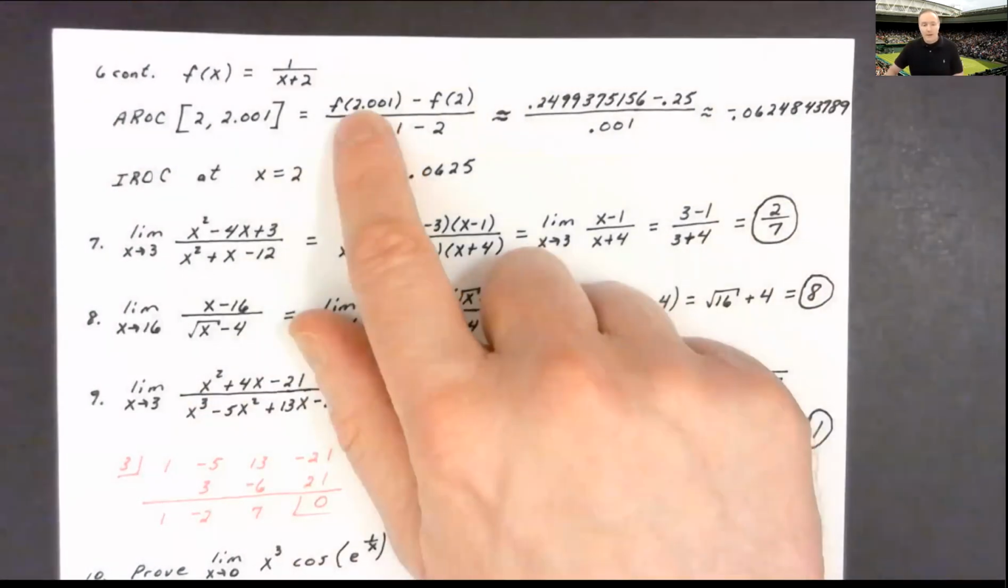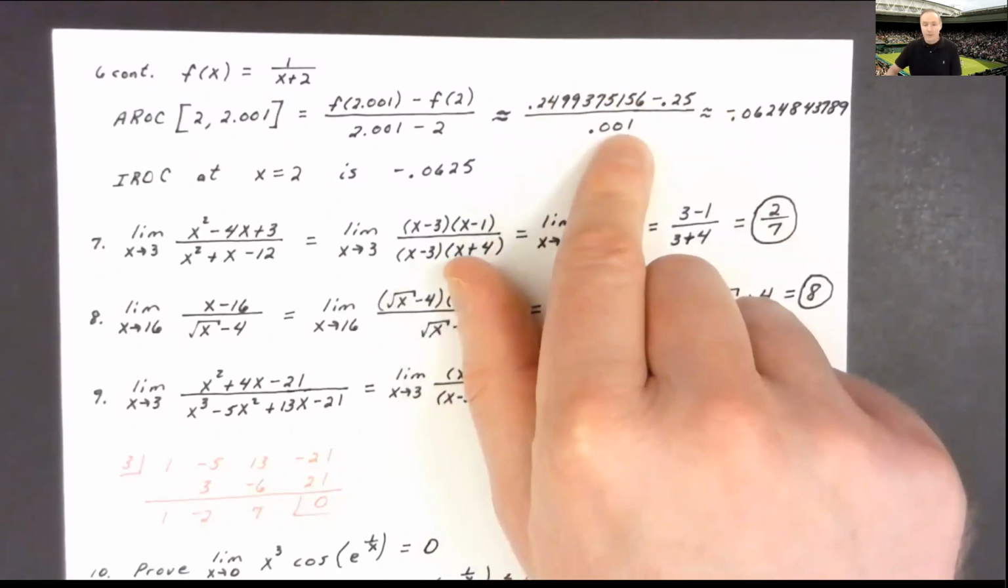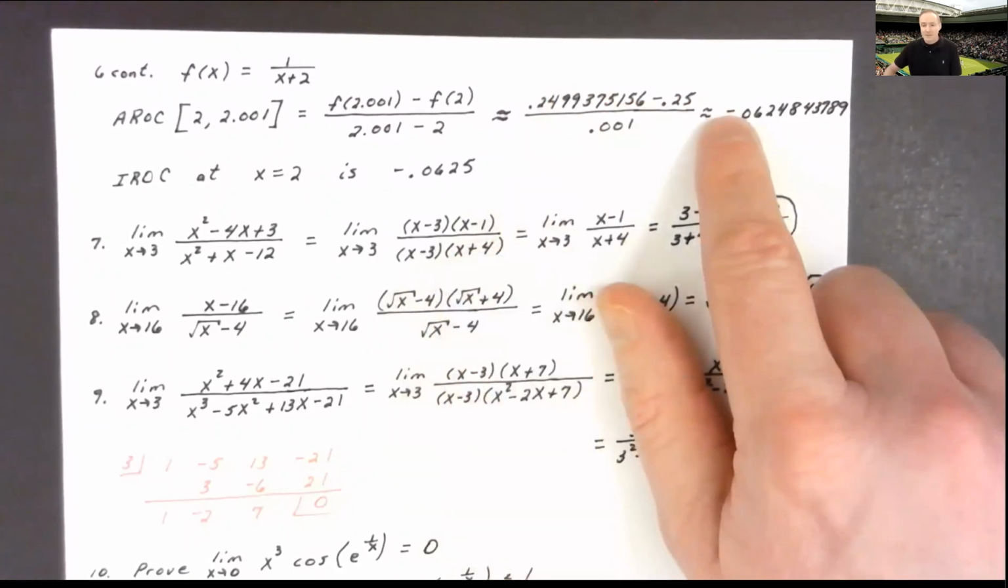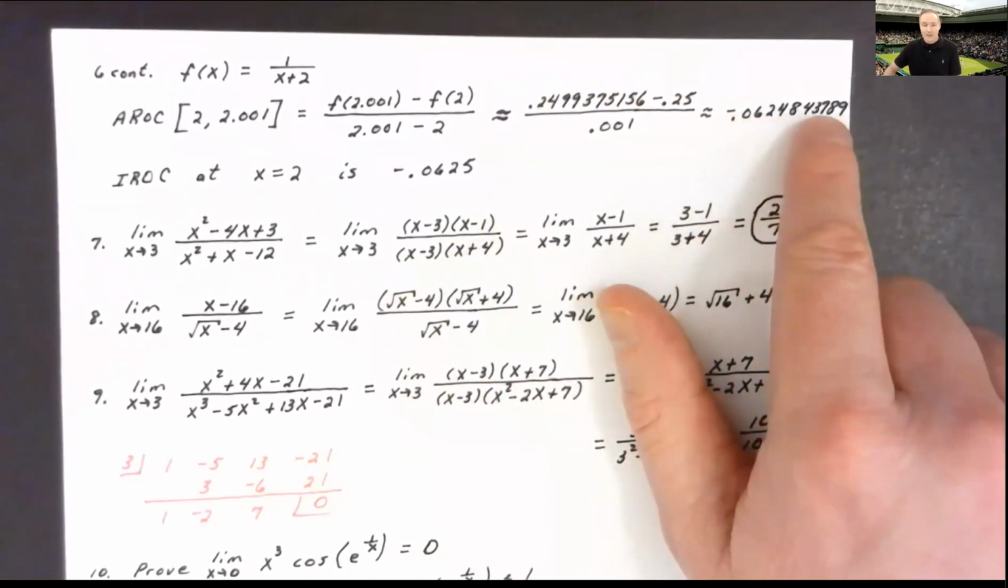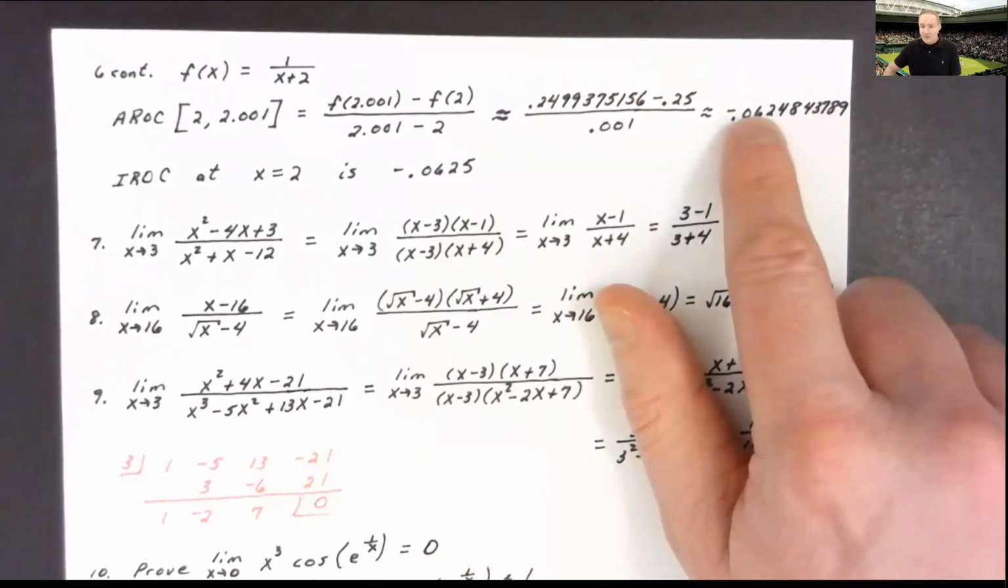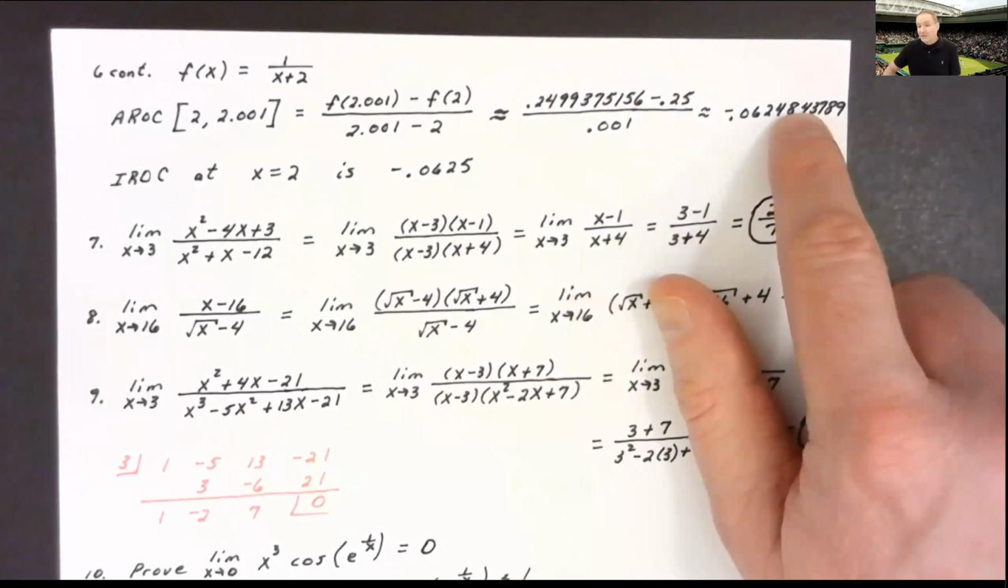So whenever I go in here and I can plug these values in, do the same thing, divide by 0.001, I see it's approaching negative 0.06248437889.